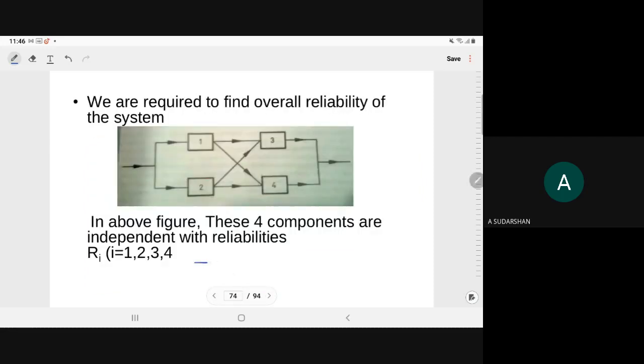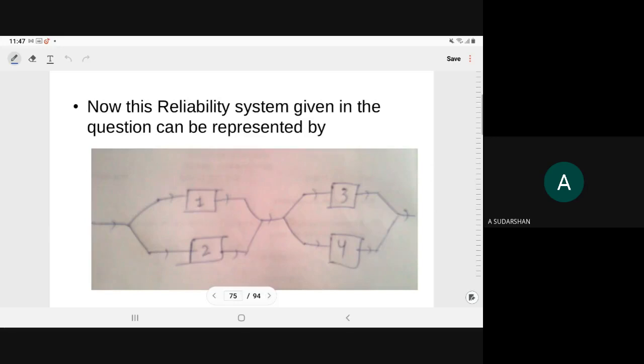So this system can also be judged as, let this be 1, this be 2, this be 3, this be 4, and so on. So 1 is related to 3, 1 is related to 4, 2 is related to 3, 2 is related to 4. So the above system can be reconfigured like this. In the new configuration I have drawn, 1 and 2 are in parallel, 3 and 4 are also in parallel, and these subsystems are in series.